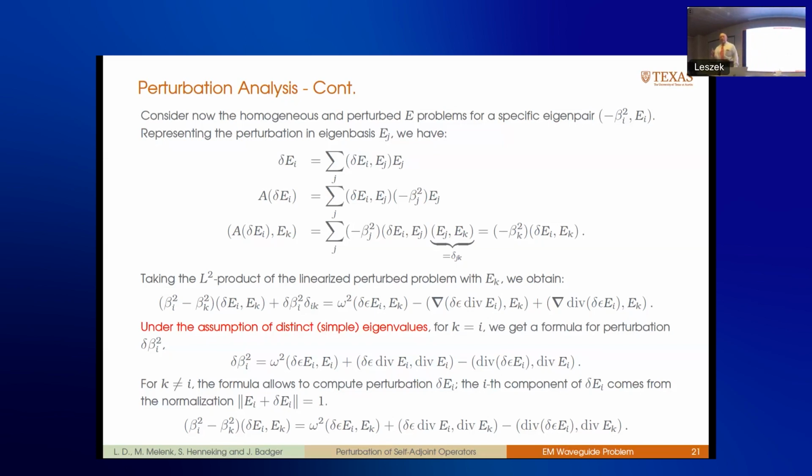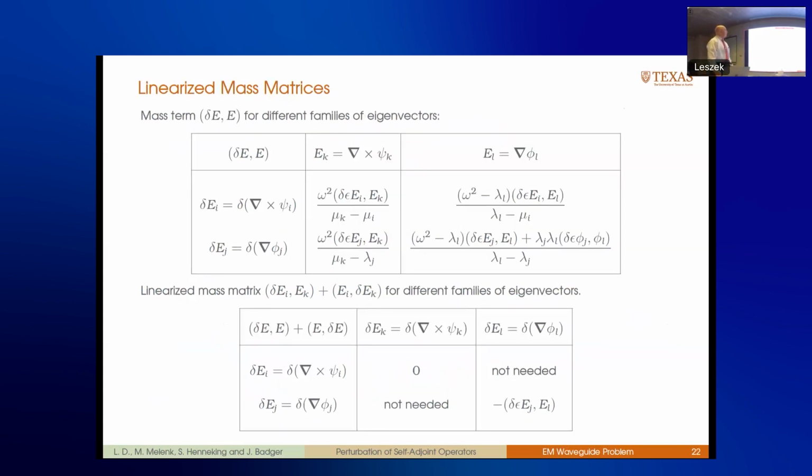And one of the things for the case of distinct eigenvalues that you can prove is that this perturbation stays real. Okay, I'm not going into details, right? But then, in the context of estimation, we have to compute linearized mass matrices. So you're not orthogonal anymore, right? But you're close to orthogonal.